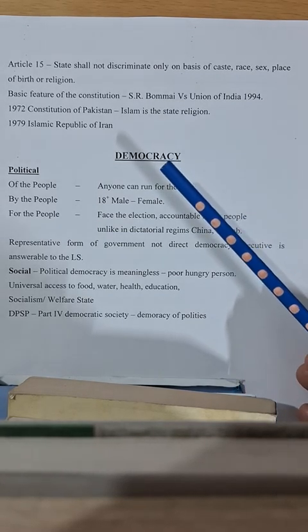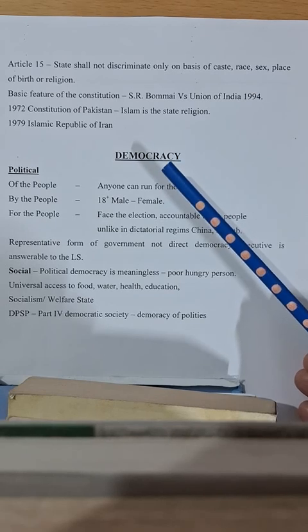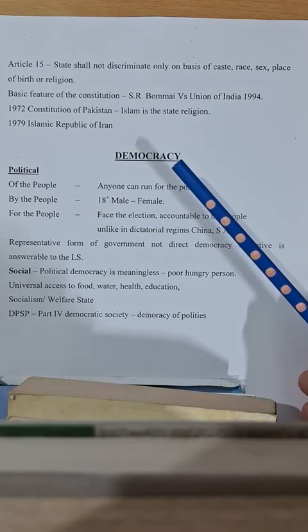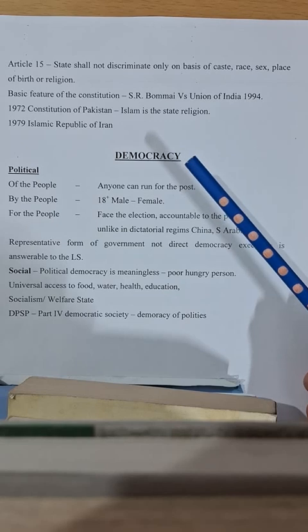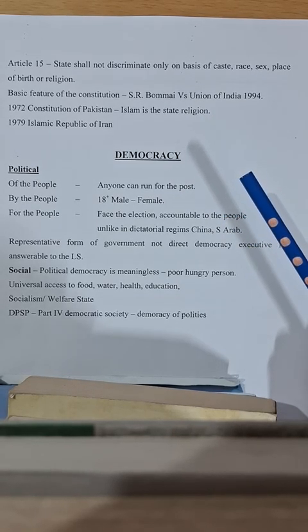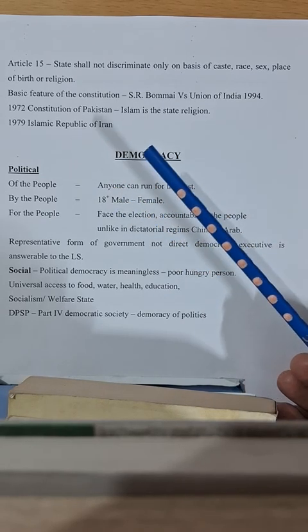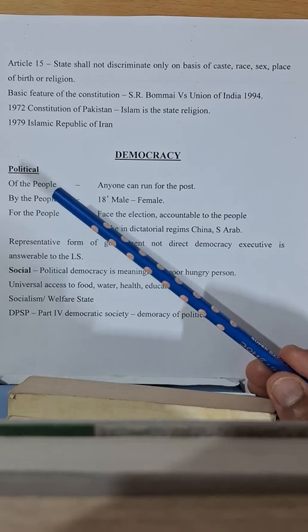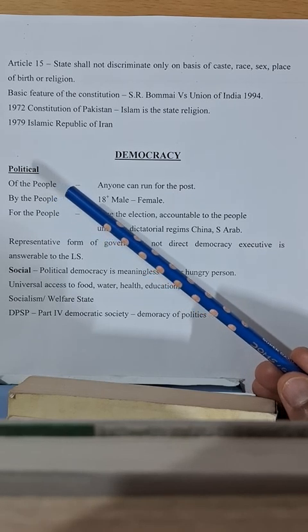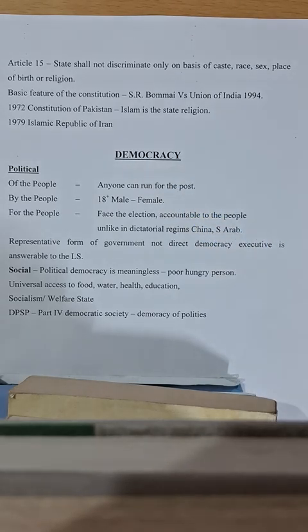Now, the other nature of state is democracy. It is democratic. In fact, by mistake, I have written democracy. It is democratic. So, Indian state will be democratic state. Now, demo means people and cracy means the government. So, it is the government of the people. In political field, what does democracy mean? Democracy means of the government, of the people. That means the government shall be formed of the people.